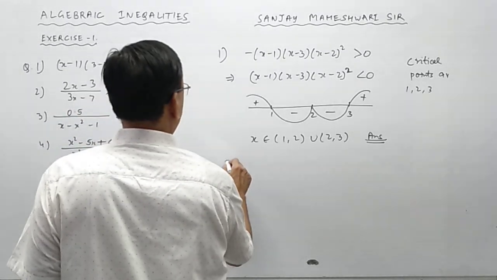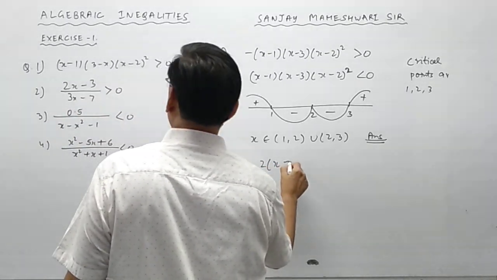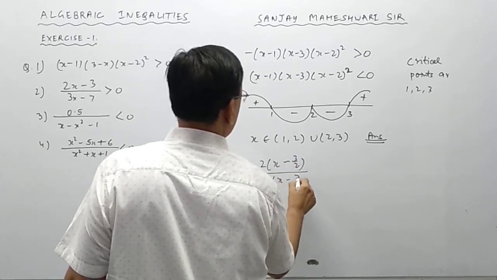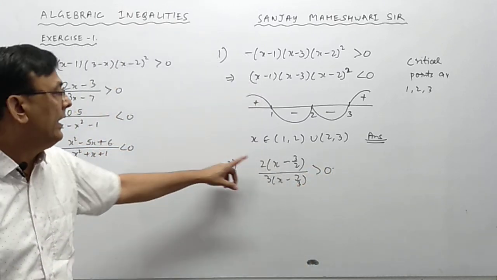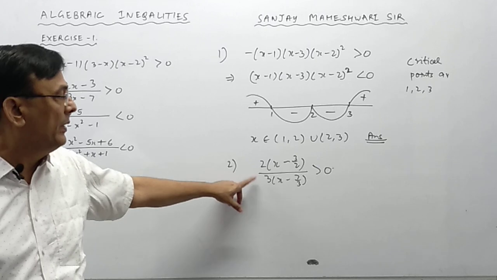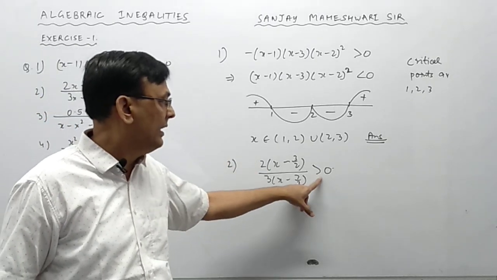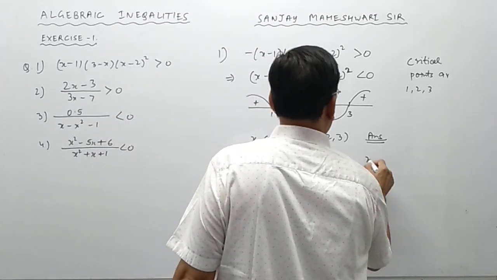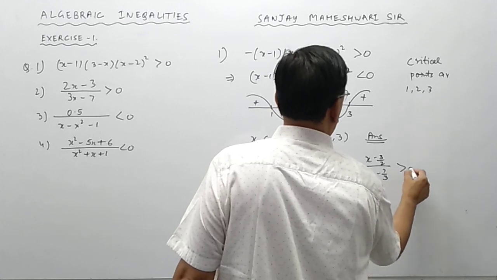Question number 2. This can be written as 2 times x minus 3 by 2, 3 times x minus 7 by 3, greater than 0. We have taken out 2 as common in the numerator and 3 in the denominator. So 2 by 3 is a positive number, so without affecting the sign, it can be discarded. So this becomes x minus 3 by 2, x minus 7 by 3 greater than 0.